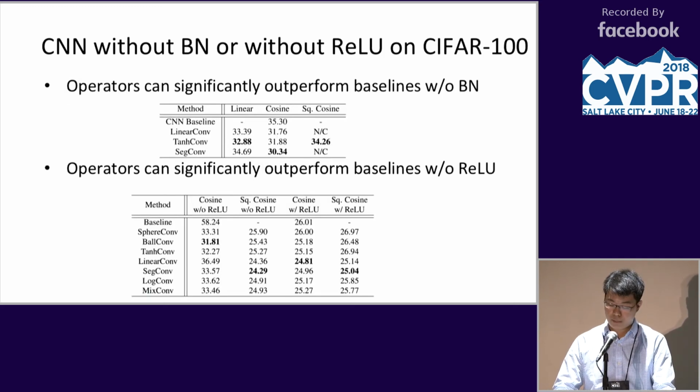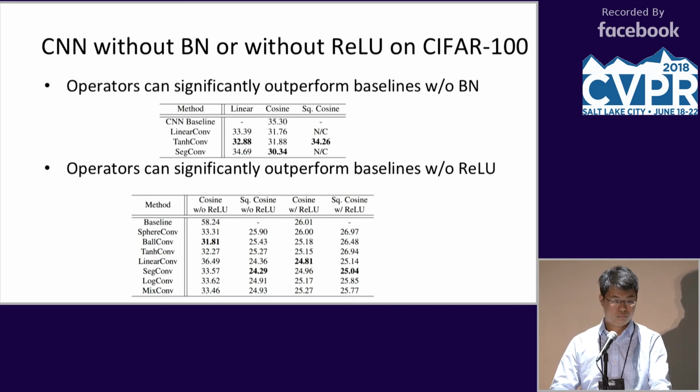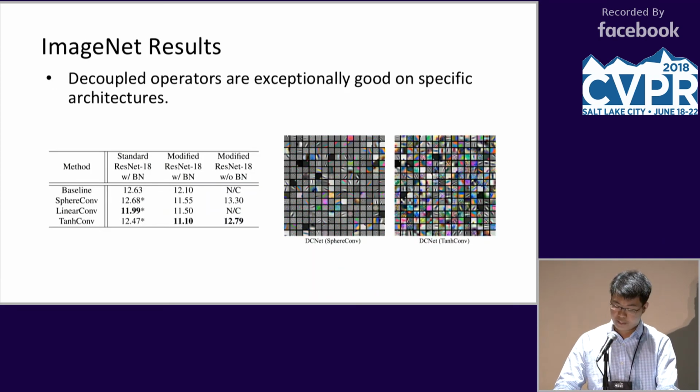We conducted experiments with CNNs on CIFAR-100. Our results showed that the proposed decoupled operators can improve significantly over the baseline when BN or ReLU is not applied. We have also shown that the decoupled operators work well on the ImageNet dataset. Especially, we show that for specific architectures, decoupled operators have advantages over the baseline. We have shown the learned filters of the first layer below.